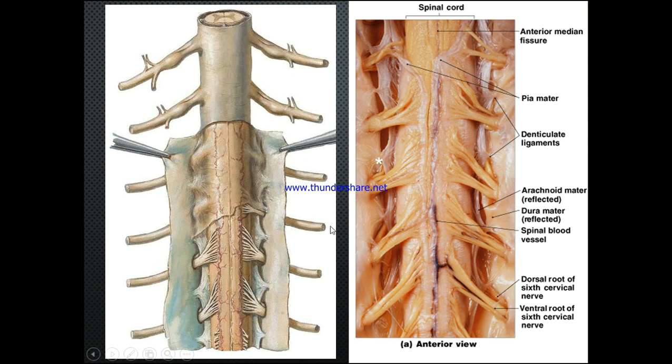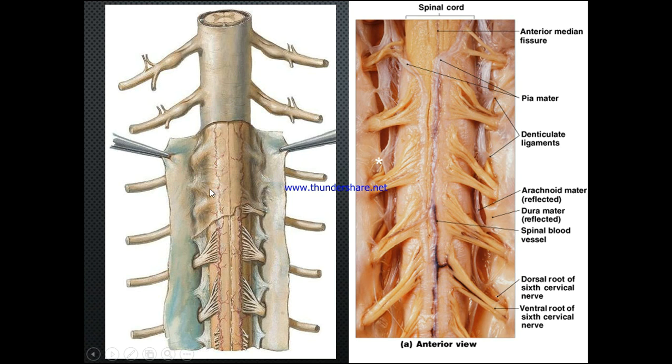So let's just look at some of the important areas that we're going to look at in the cadaver and identify on our specimen as well. What we can see on the drawing first is the spinal cord itself covered in the dura mater. And remember, dura is tough. Dura mater means tough mother. So the dura mater is the outer layer, the tougher layer.